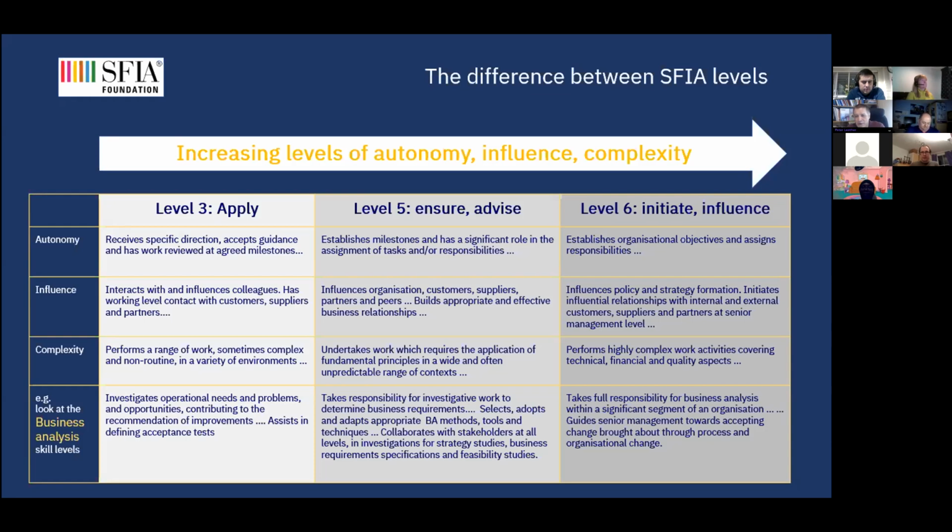Whereas when we move to level 5, they're not just doing the work. We've got level 5 are taking responsibility, so that's overall responsibility for investigative work. They're selecting the right tools and methods to be used, and they're collaborating with stakeholders at all levels. So it becomes a more stretching skill description there. But again, hopefully you can see it's describing what the role's about, what the responsibility is about in terms of doing that. And then as we get to level 6, so we're getting more stretching here, they're taking full responsibility for business analysis within a significant segment of an organisation, and they're guiding senior management towards accepting change. So it gets more and more stretching.